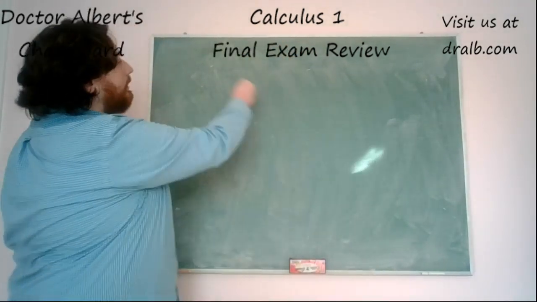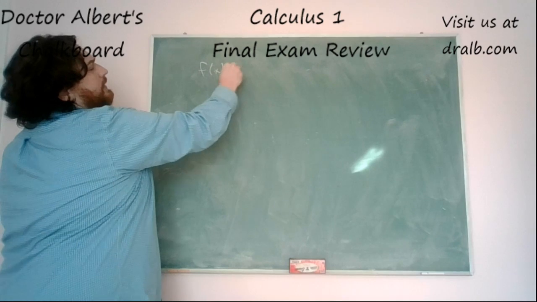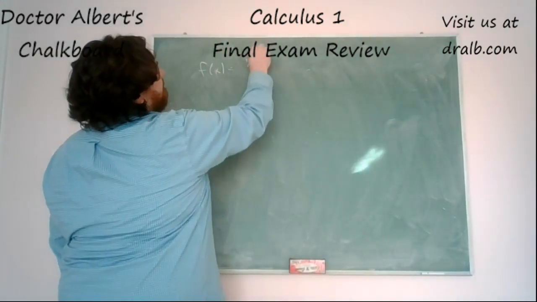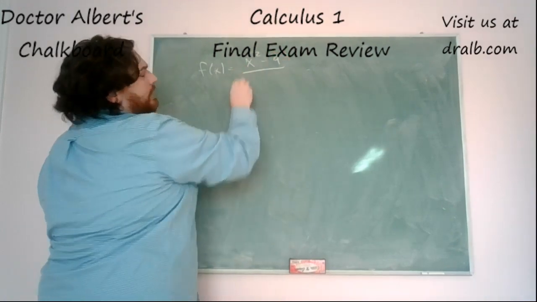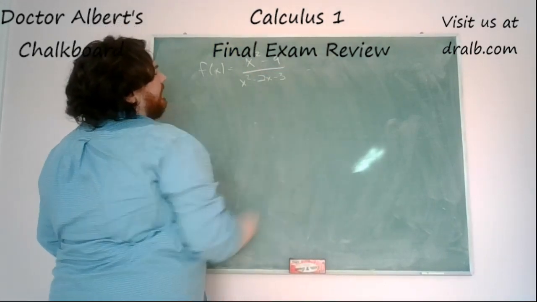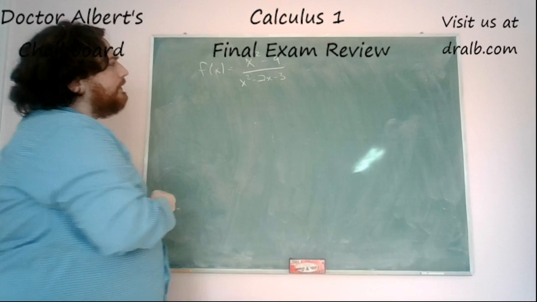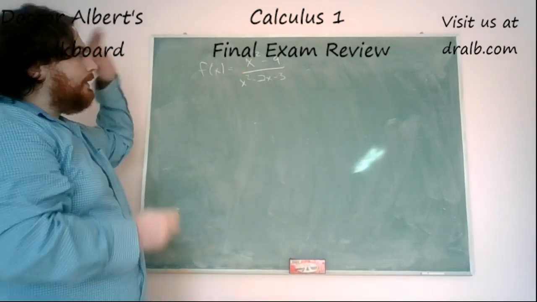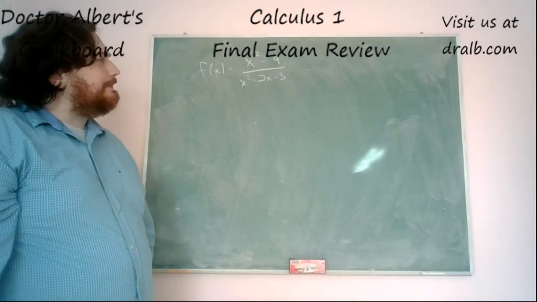But what we have here is f of x is equal to x squared minus 9 over x squared minus 2x minus 3. And then they tell you what the derivative and second derivative are, so we'll use those as we need them. But what I want to do is graph this and label all pertinent information.